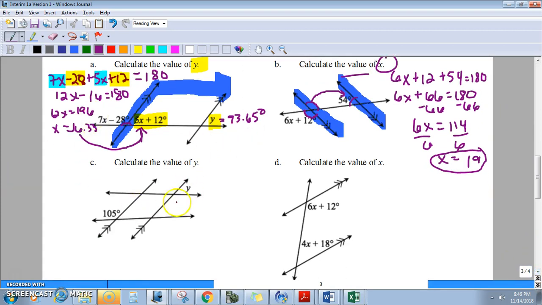Y you cannot do, and I'll let you play around with that, because here and here are not parallel. If you do it like you think they're parallel, you will get a number, but we can't figure that out. And here on D, these two are supplementary. They are same side interior angles. They add up to be 180. I will set it up for you, but I'll let you solve it so we can move on. Combine your like terms and then solve for x.